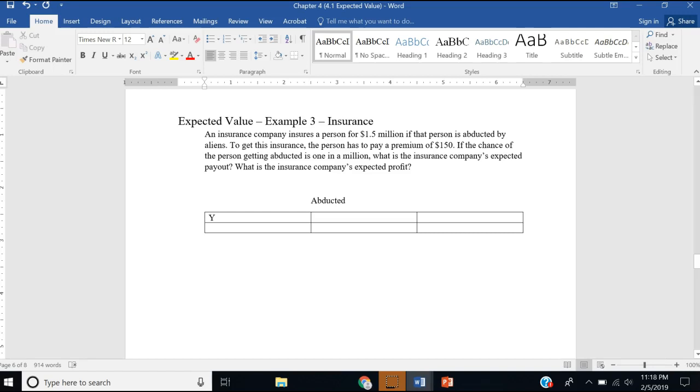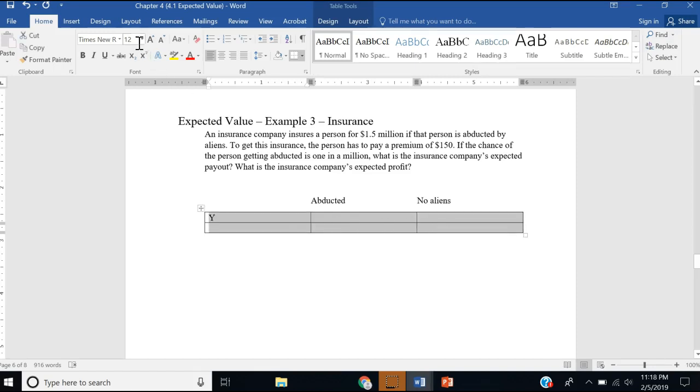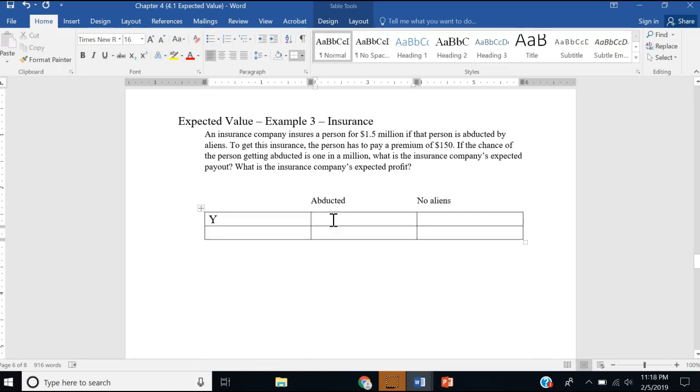or the more likely scenario, you don't get abducted by aliens. All right? So in terms of payouts, I'm going to make this a little bit bigger. If you get abducted by aliens, they're going to pay 1.5 million. Now, make sure that when you're doing this, don't just put 1.5 in there. Actually put 1.5 million as a whole number. And obviously, you get nothing if you're not abducted.